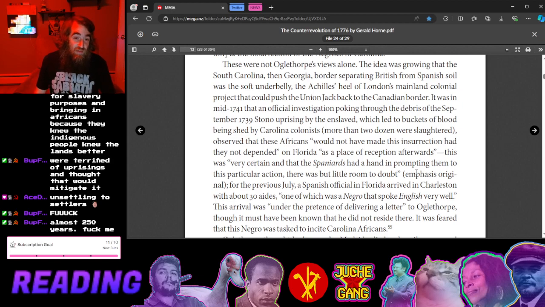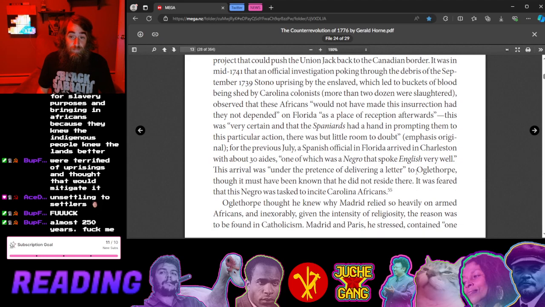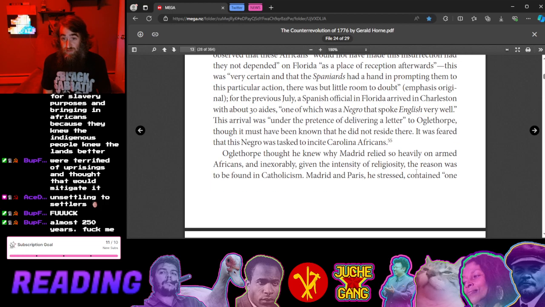It was in mid-1741 that an official investigation, poking through the debris of September 1739's Stono uprising by the enslaved, which led to buckets of blood being shed by Carolina colonists. More than 24 were slaughtered. Observe that these Africans would not have made this insurrection had they not depended on Florida as a place of reception afterwards. This was very certain, and that the Spaniards had a hand in prompting them to this particular action, there was but little room for doubt.